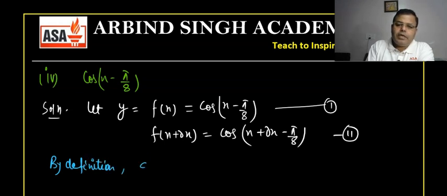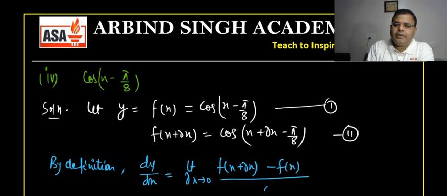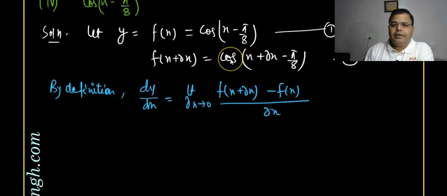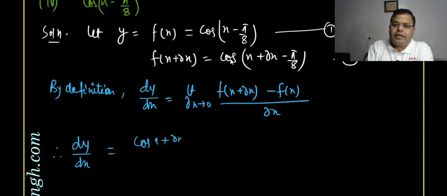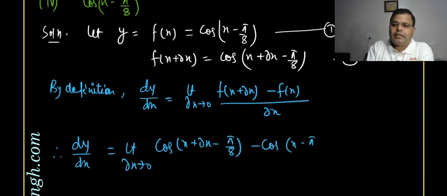Definition: dy by dx is equal to limit delta x tends to 0, fx plus delta x minus fx whole divided by delta x. And that can be possible like dy by dx is equal to, therefore, fx plus delta x is cos x plus delta x. We can write here also limit delta x tends to 0 first. And now cos x plus delta x minus pi by 8 minus cos x minus pi by 8 whole divided by delta x.